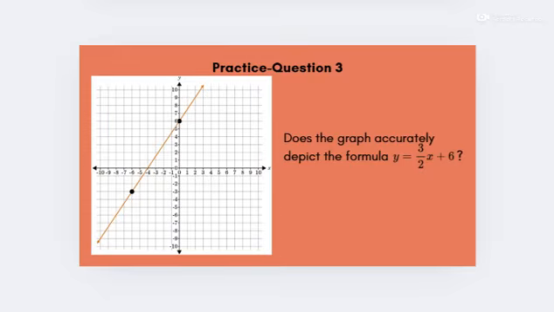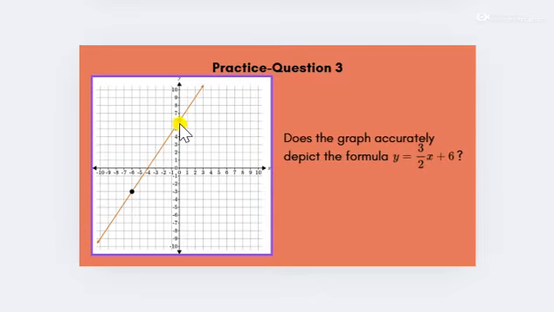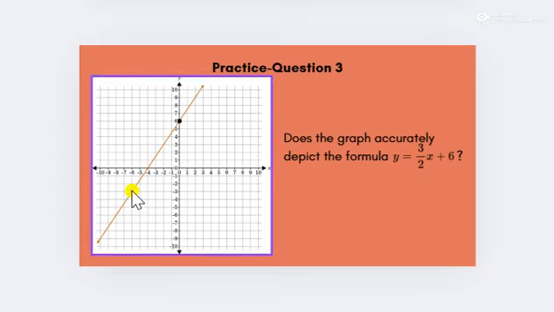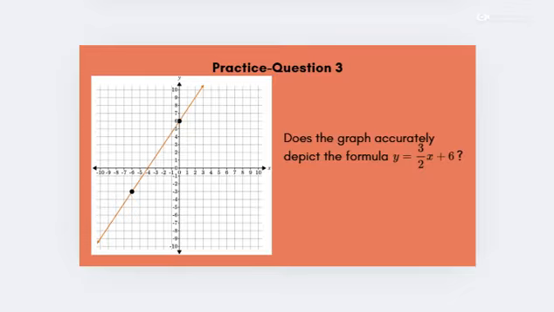Here is practice question number 3. Does the graph accurately depict the formula 3/2 x plus 6? So 6 is the y-intercept. It's hard to see, but yes, it is crossing right at 6. And the slope is 3/2, which means it's going to rise 3, 1, 2, 3, and run 2, 1, 2 every time, which it does. So this is a correct graph.